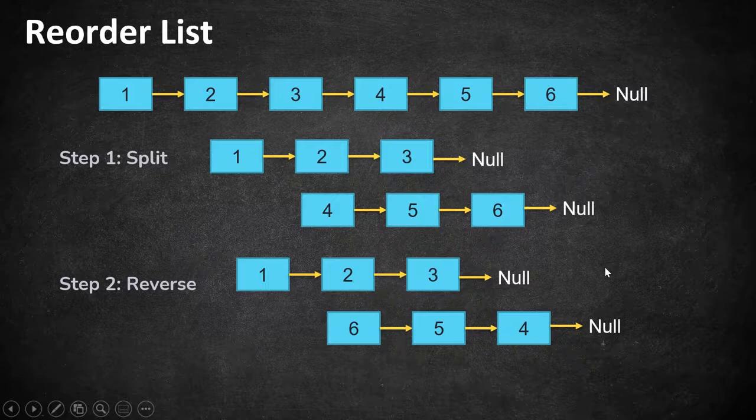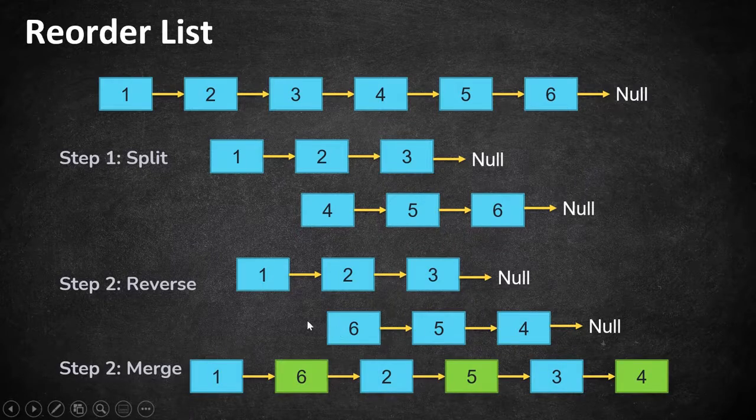After reversing, step 3 is to merge. Once we reverse, it is easy for us to merge the first node of both the lists, and the second node of both the lists, and so on. If you have watched our videos already, we have solved reversing a linked list already, and also merging two lists. So this problem is a combination of these two. Let's see how we're going to do this.